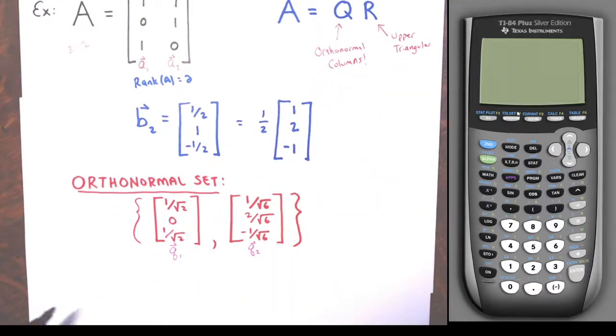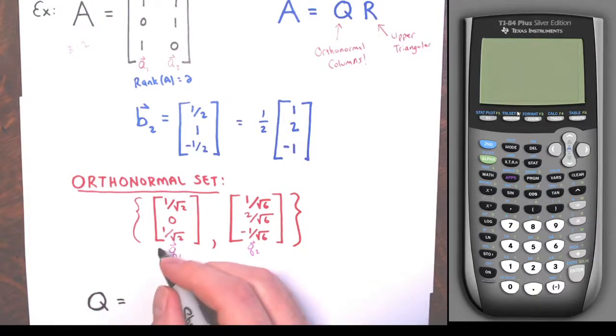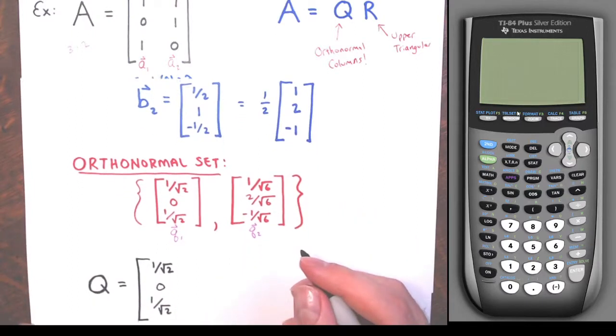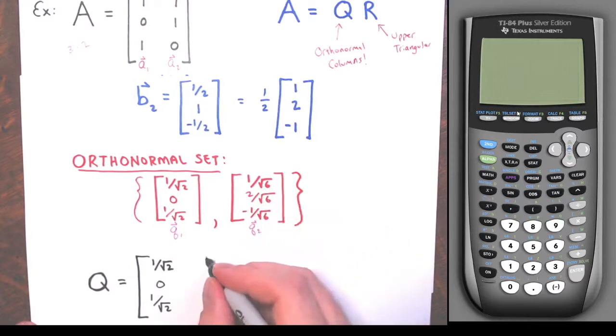So the matrix Q is a 3 by 2, same size as A, where the first column is 1 over the square root of 2, 0, 1 over the square root of 2. Second column, push that up a bit, 1 over the square root of 6, 2 over the square root of 6, and negative 1 over the square root of 6.